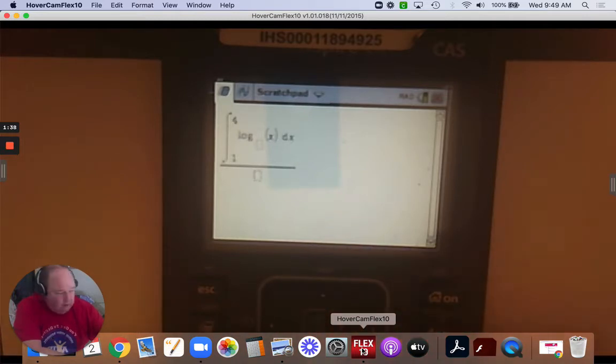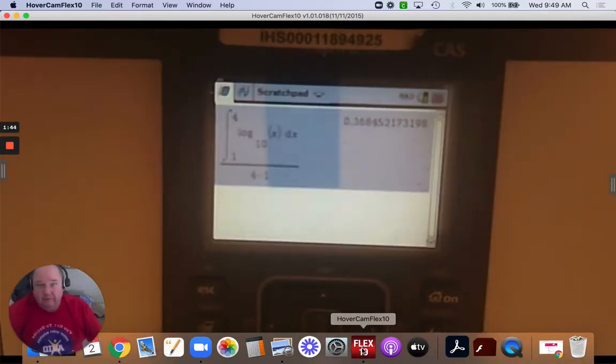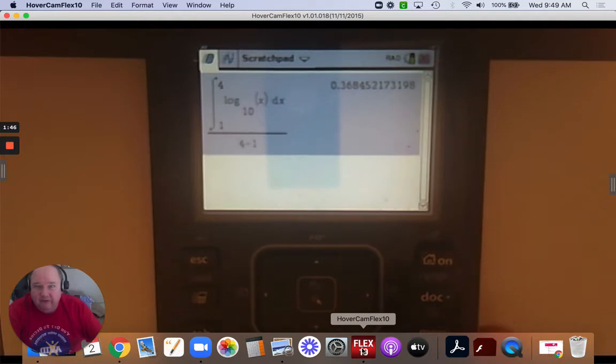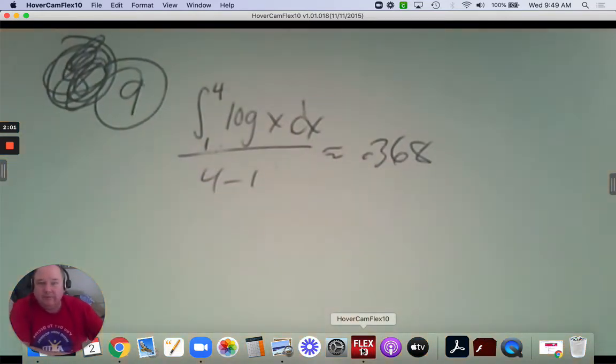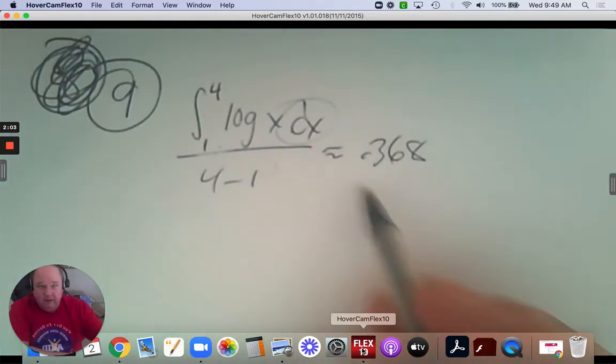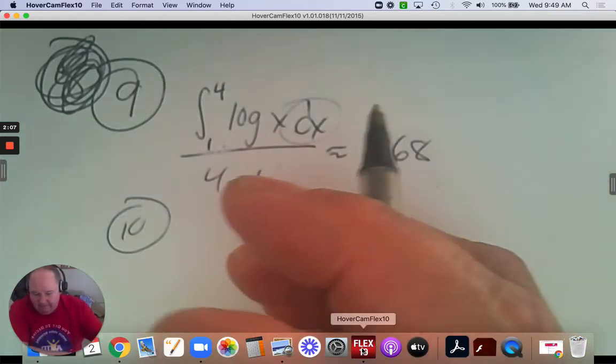And then the denominator is 4 subtract 1. That's it. So if you leave it empty, it puts 10 in there for you. Same thing. And then the answer is 0.368. That's it. Don't forget the dx. So 0.368. Done.